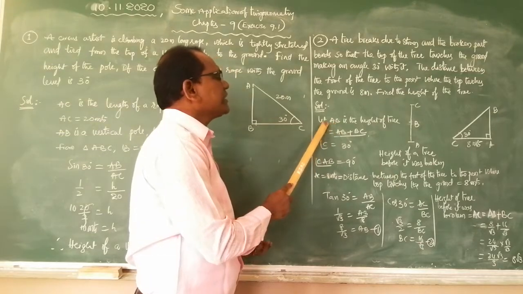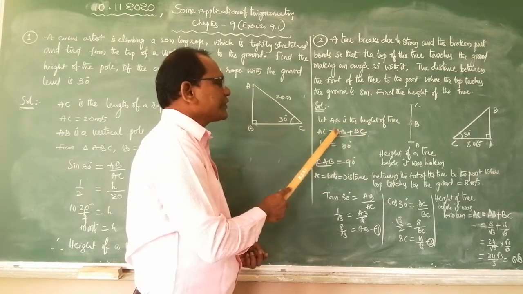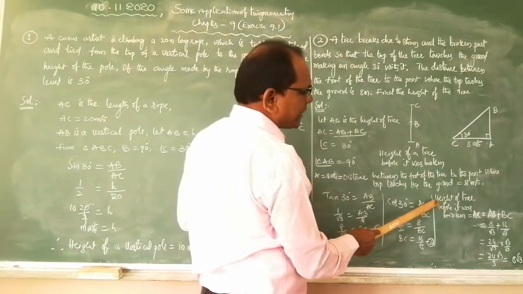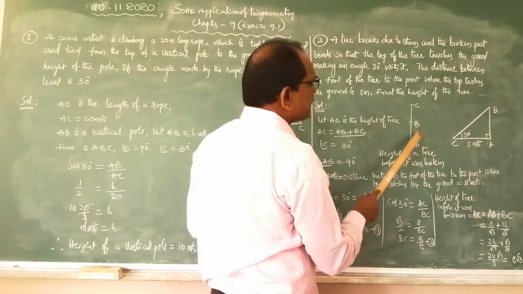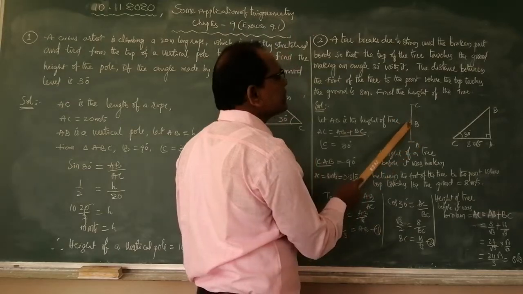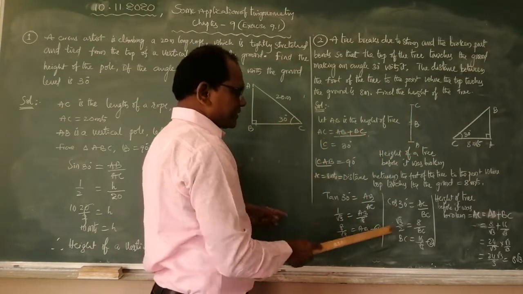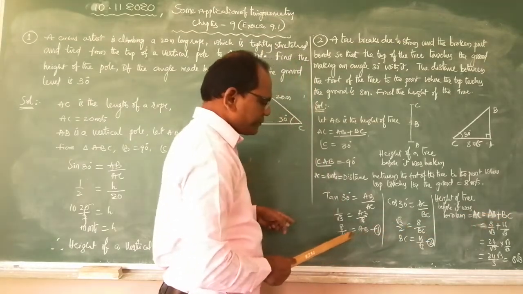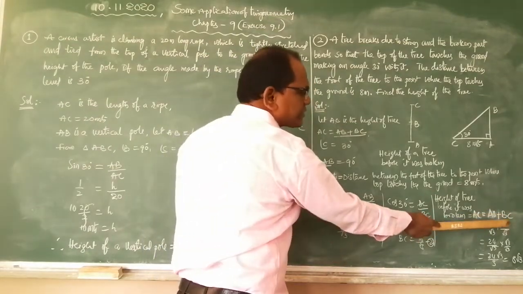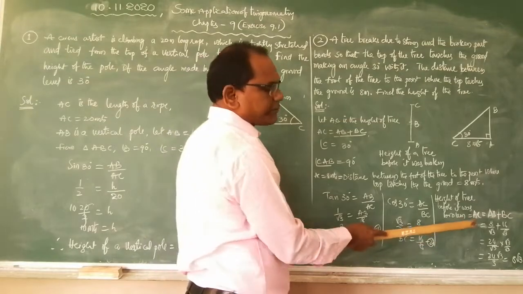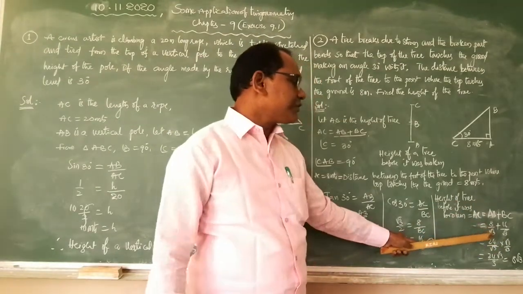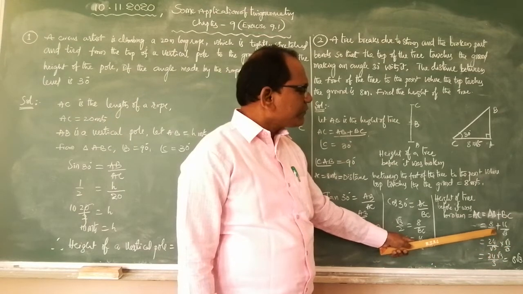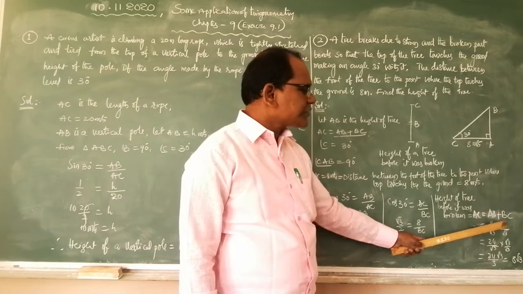AB we got as 8 by root 3, BC we got as 16 by root 3. Here I have already written that the height of the tree before it was broken is AC, which equals AB plus BC. AB is 8 by root 3 plus BC is 16 by root 3. The common denominator is root 3, so it becomes 8 plus 16 by root 3.